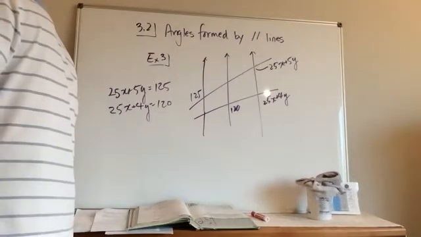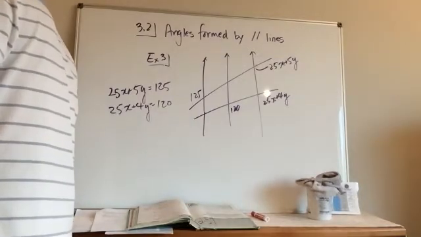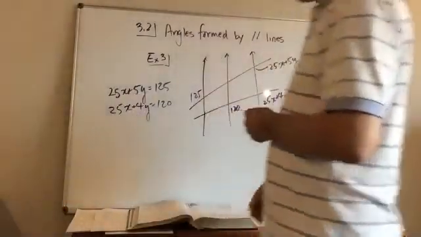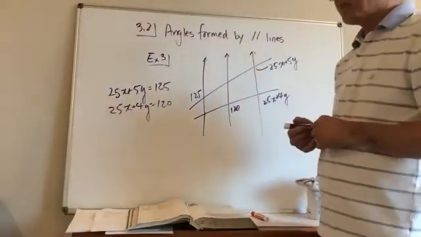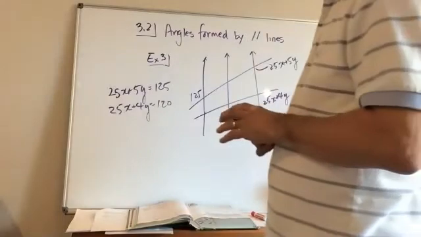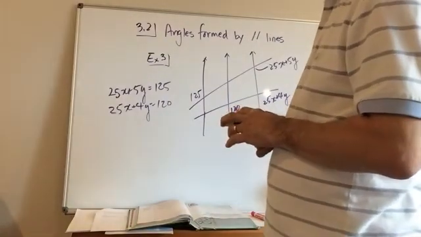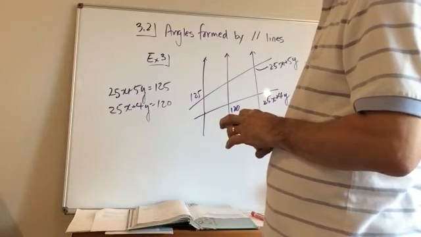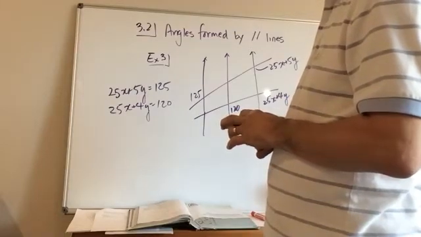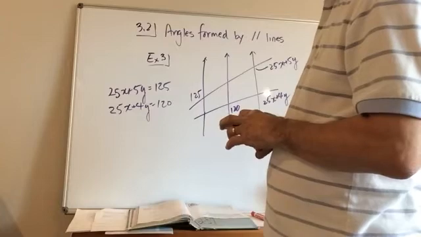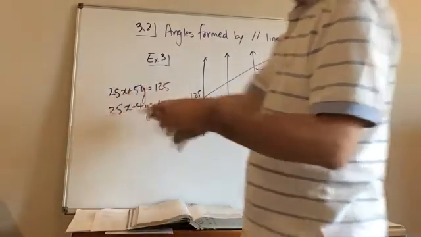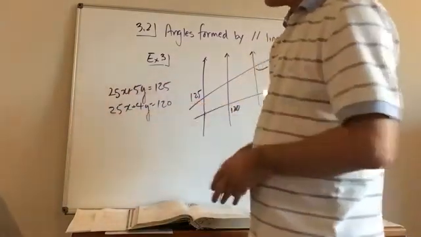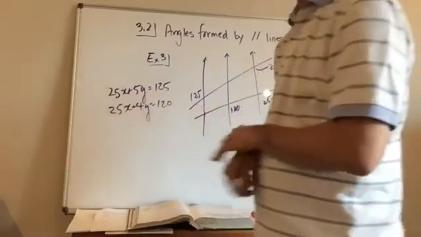Carter, how would you go about solving this? Well, you can say that 125 is an alternate exterior angle to the 25x plus 5y. We already did all that, so I already got that set up. Tell me how to solve these systems of equations.